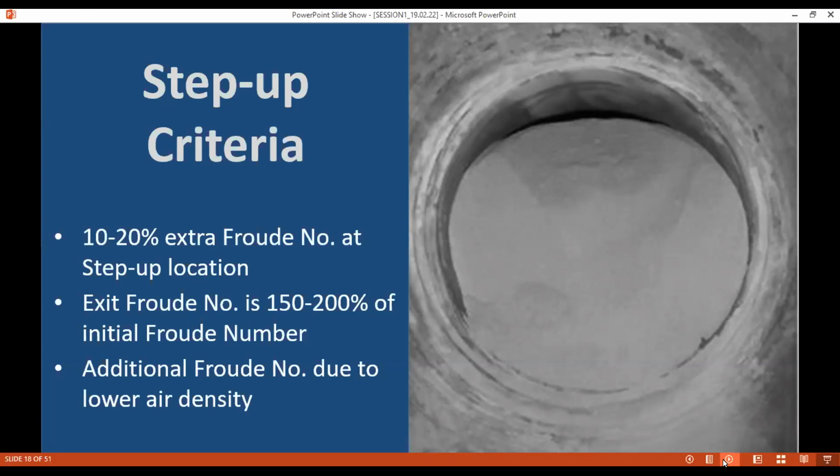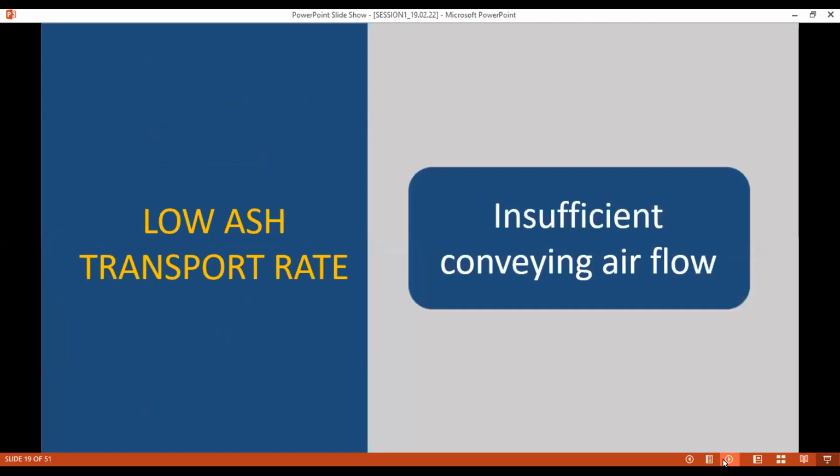And the exit Froude number, in my recommendation, should be at least 150%, ideally up to 200%, of the initial Froude number. So if your initial Froude number is, say, 7, it should be at least 14 towards the end of the pipeline, around 14, 15. That's how I do things. Right? So step-up criteria is very important. Don't give too many step-ups because you will start to get saltation in the line, pressure buildup and line choking.